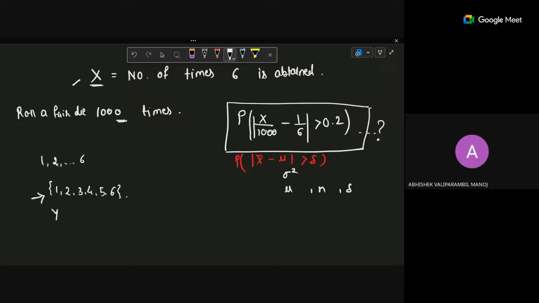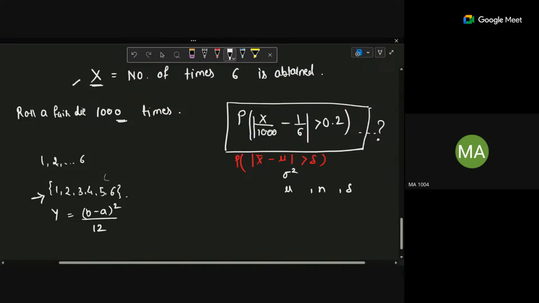B minus A, the whole square, divided by 12. Sorry, this is the square, divided by 12. Do you know your B and A here? Yes, B is 6 and A is 1.